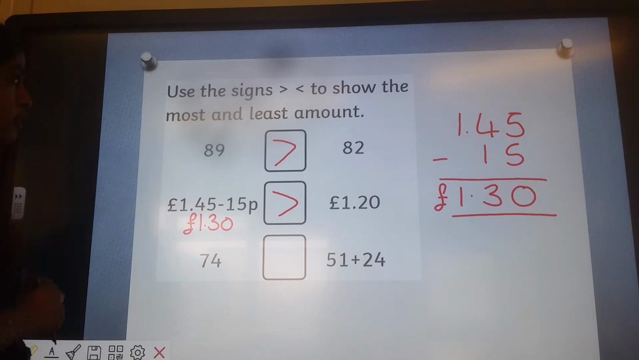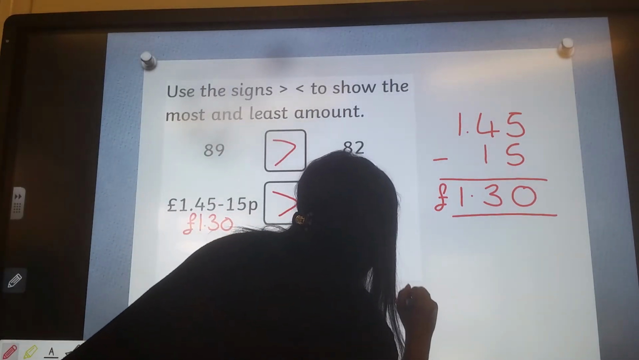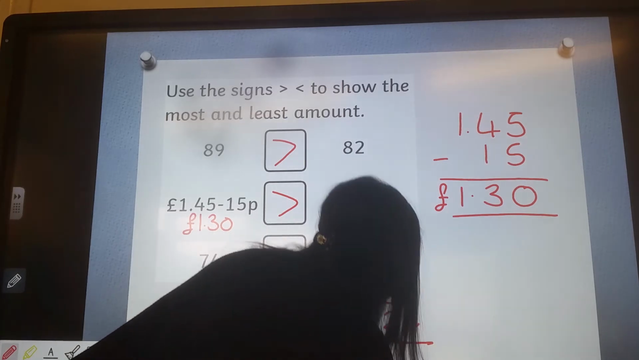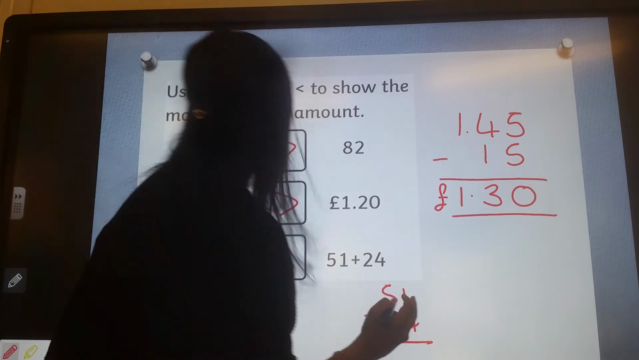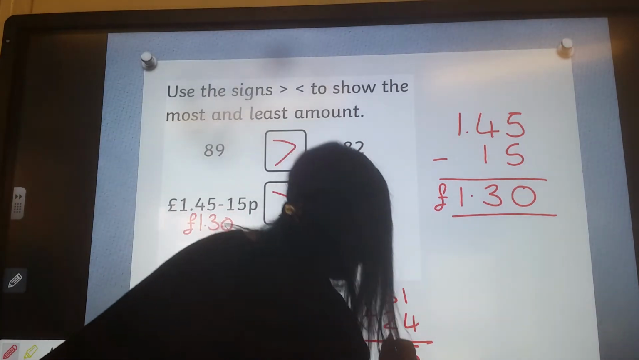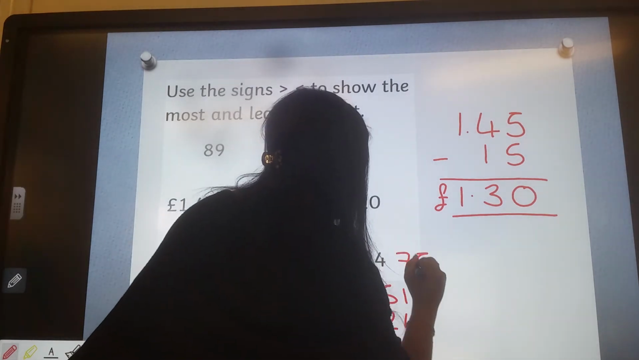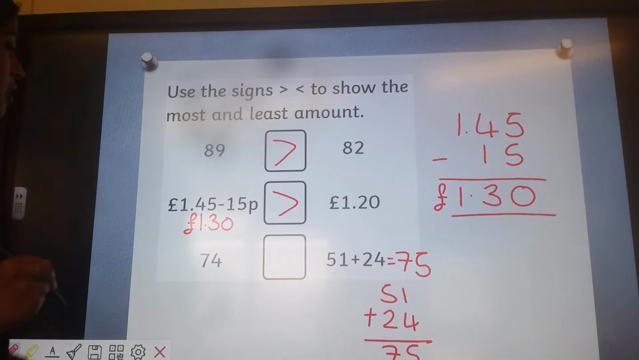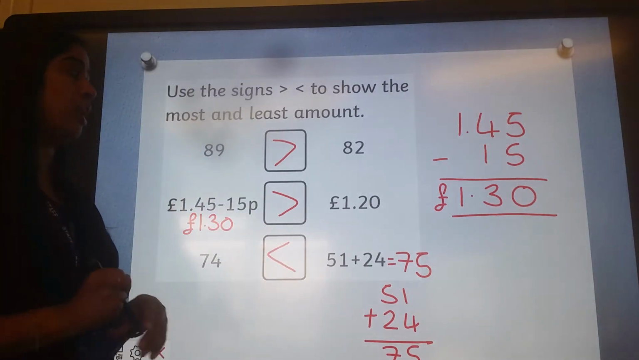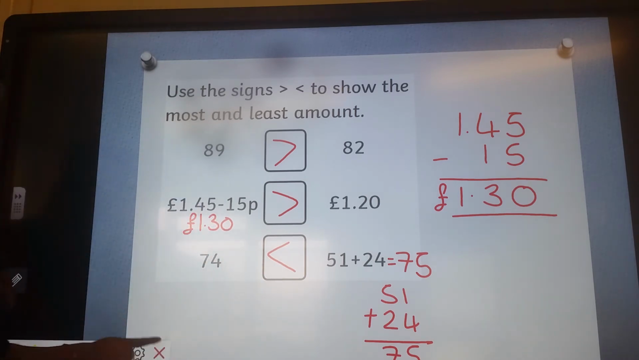And the final question, again, I'm going to add the numbers together to calculate the answer. So 51 plus 24. Okay, so 1 plus 4 is, good, 5. And 5 plus 2 is, lovely, 7. So 75. So the answer is going to be 75. Okay? So 75 is the larger number, so the crocodile mouth has to be facing the larger number. So well done if you got those questions correct.